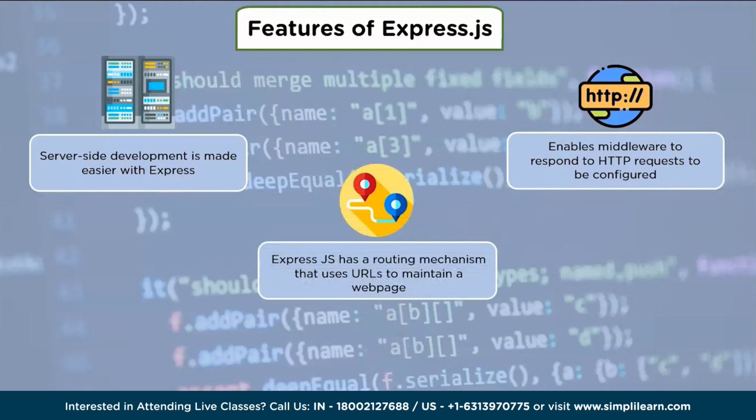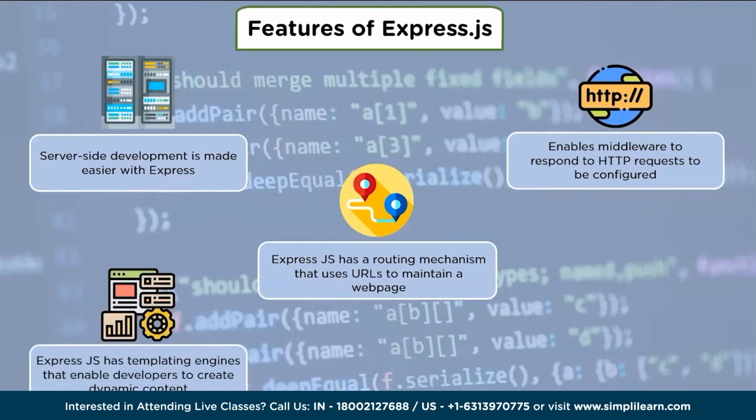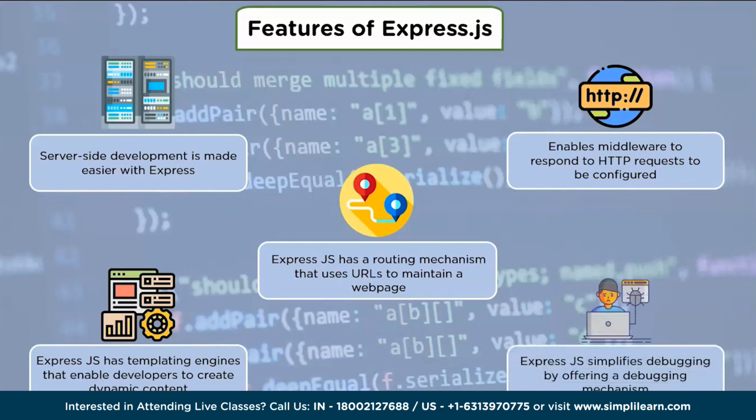Express.js has a comprehensive routing mechanism that uses URLs to maintain the state of a web page. It establishes a routing table that is used to carry out various operations based on the HTTP method and URL. Express.js has templating engines that enable developers to create dynamic content for web pages by creating HTML templates on the server. Express.js simplifies debugging by offering a debugging mechanism that can pinpoint a particular area of the web application that is causing problems.